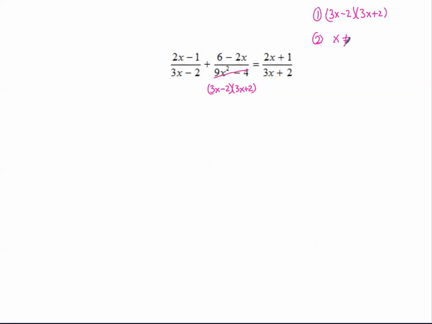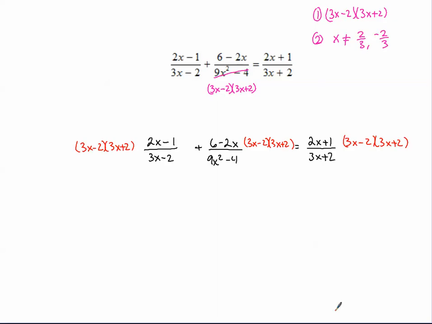So what can x not equal from this? Well, if I set each one of these equal to 0, if I move the 2 over, divide by 3, I will get 2/3 on this one. On the plus 2 one, if I move it over, it's -2 when I set it equal to 0. And divide by 3, it would be -2/3. So x cannot equal 2/3 or -2/3. So now we multiply both sides by the LCD.